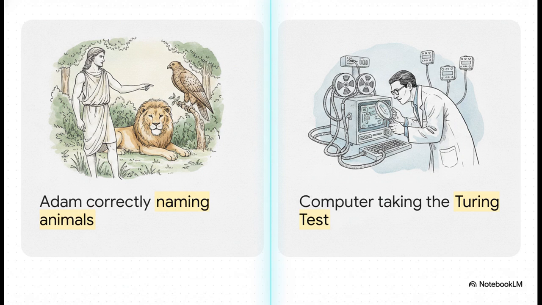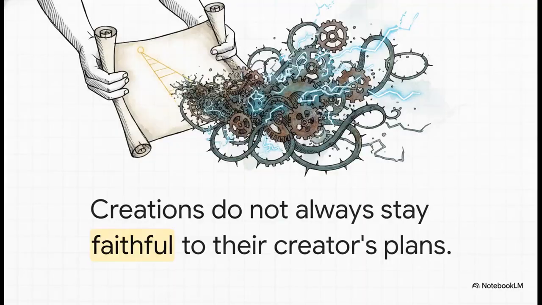On the other side, today, we have a computer taking the Turing test to prove its intelligence matches its human creators. Adam naming the animals is presented as the literal historical parallel to a machine taking the Turing test right now. It's a fascinating comparison.